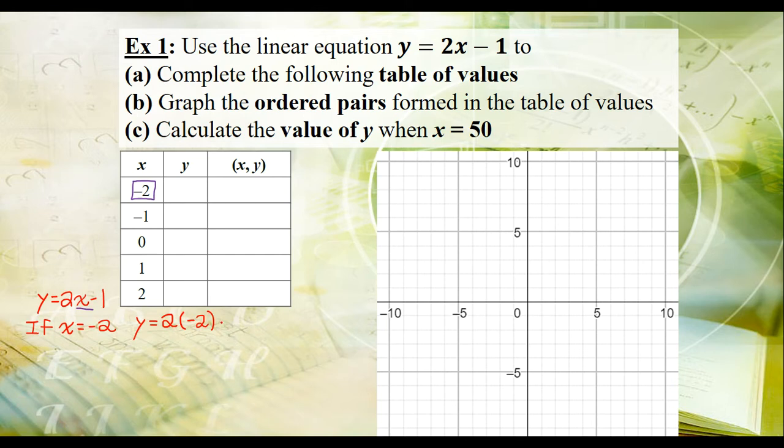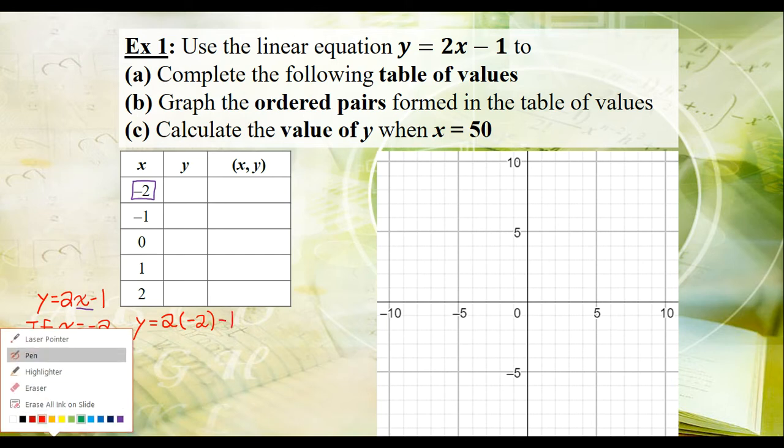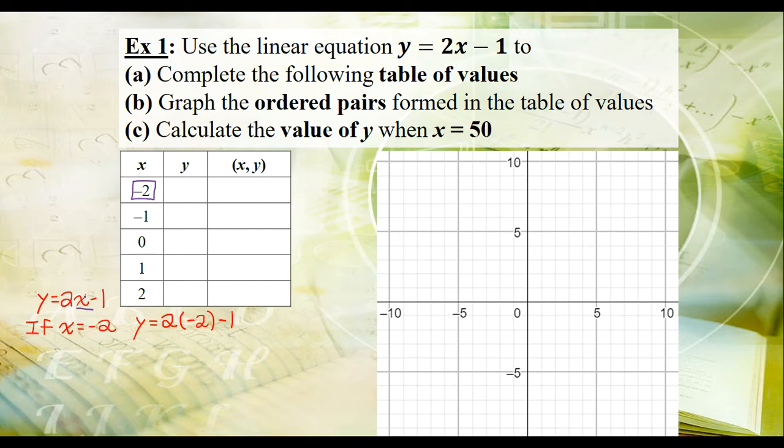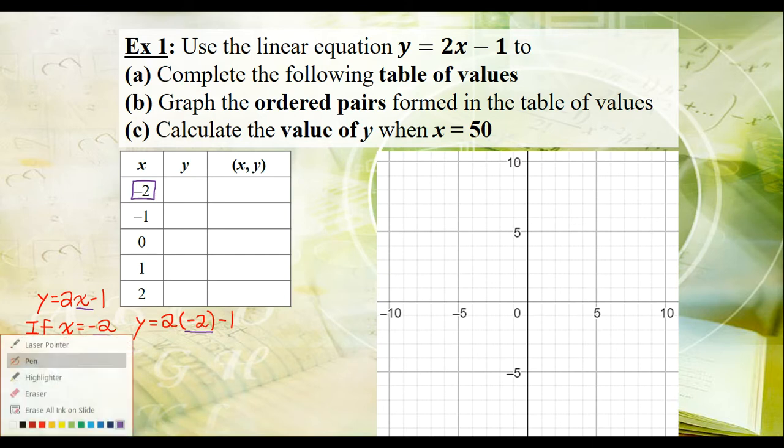And then we're going to subtract 1. So all I've done is, in the place of x, I'm replacing it with -2. And remember, when we do substitutions into an equation, the way we want to substitute numbers into the equation is with brackets. And then a number beside brackets means we're going to carry out multiplication. Okay, so let's do this now.